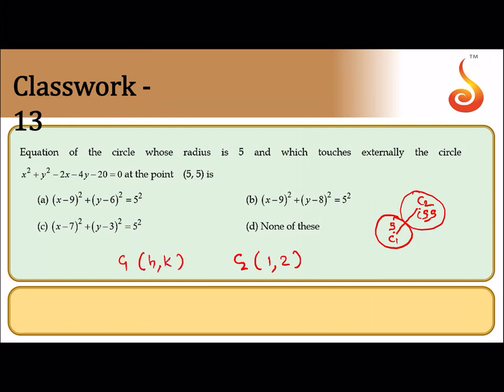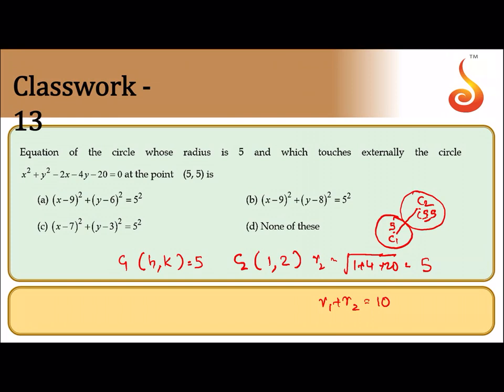So we don't know h, k. Radius of one circle is 5. This is R2, this radius is given as 5. This radius will be under root of 1 plus 4 plus 20, which is also 5. So R1 plus R2 is equal to 10.